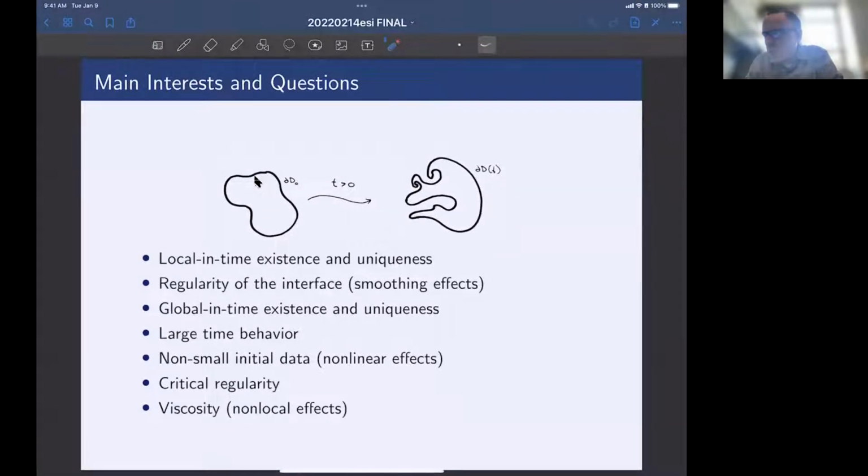So the main interesting questions are, if you start with a boundary, and here I'm just drawing a 2D boundary, but you could have a 3D boundary or a higher dimensional boundary, and it evolves over time by some dynamical law, then it turns into a different boundary as time evolves. And things you want to understand are local in time existence and uniqueness, regularity of the existence, does it have smoothing effects or not?